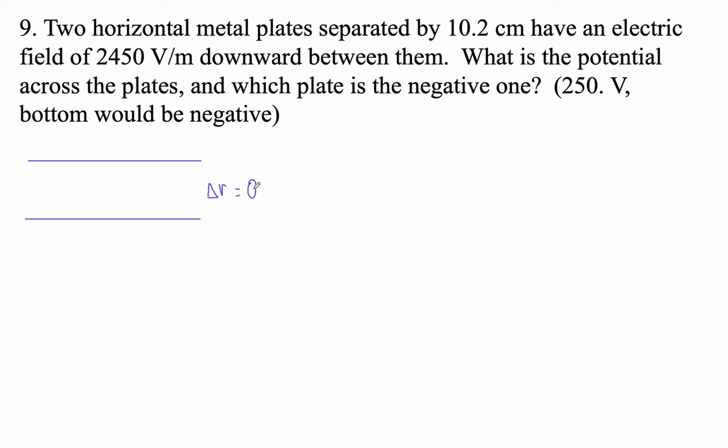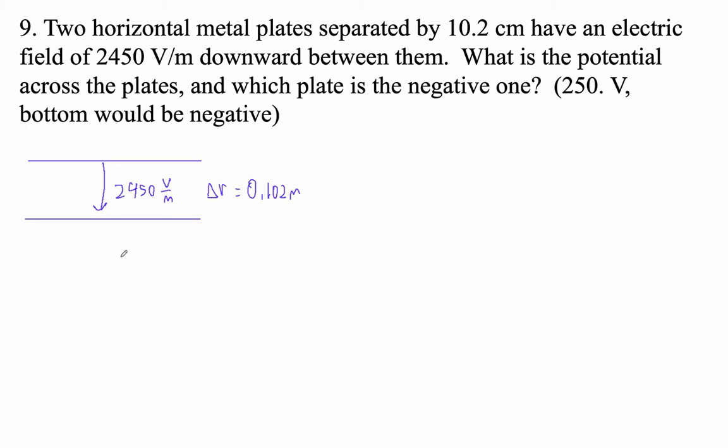So delta R is 0.102 meters. And the electric field is downward, 2450 volts per meter. What is the potential across the plates, and which plate is the negative one?